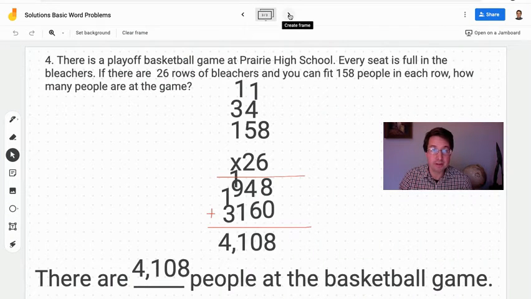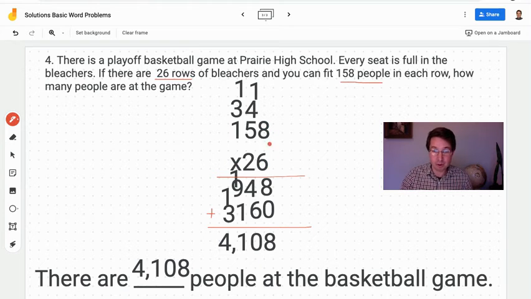Question number 3. There is a playoff basketball game at Prairie High School. Every seat is full in the bleachers. If there are 26 rows of bleachers and you can fit 158 people in each row, how many people are at the game? Let's always underline important information. So 26 rows and 158 people. So this is basically 26 rows times 158 people per row. Every seat is full. So we line it up, 158 times 26.